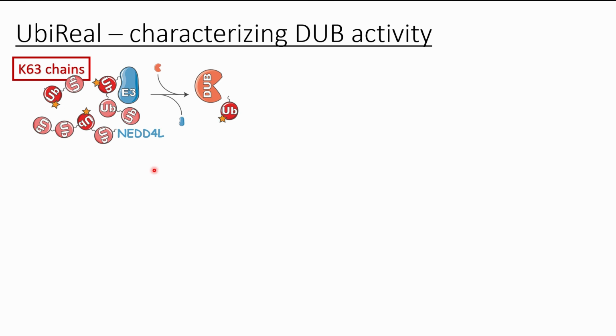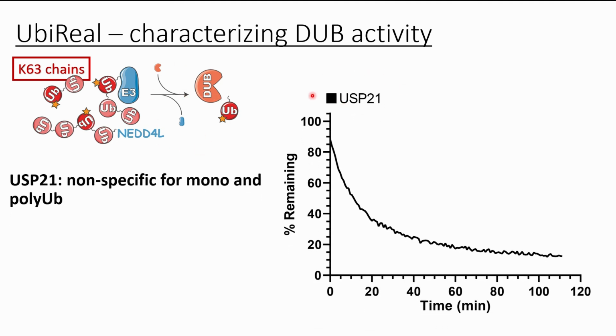So when we did this using UBReal, again using our pool of NEDD4L generated ubiquitin species and treating it with these different DUBs, we obtained this graph over here on the right. And the first deubiquitinating enzyme we used was USP21, which is one of those non-specific DUBs for both mono and polyubiquitin species, and we could see that 100% of this signal would be cleaved down to about 0% over time, as you would expect for one of those non-specific DUBs.